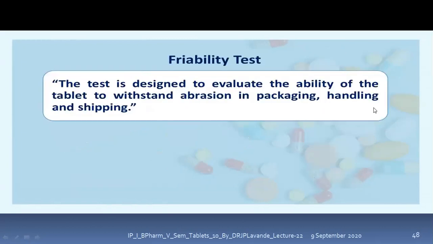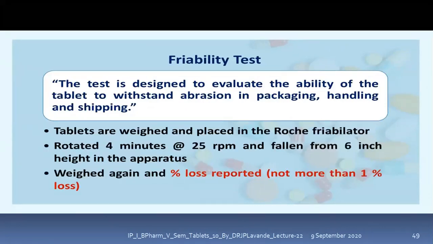Next is the friability. Friability is nothing but the test that is designed to evaluate the ability of the tablet to withstand abrasion in packaging, handling, and shipping, right? So how much of the tablet will withstand, or how much of the tablet will undergo wear and tear, that can be measured through the friability test, and it is always expressed as a percentage. So the tablets are going to be weighed and placed in the Roche friabilator. This is the Roche friabilator. This is the equipment which is used in order to perform the friability test.